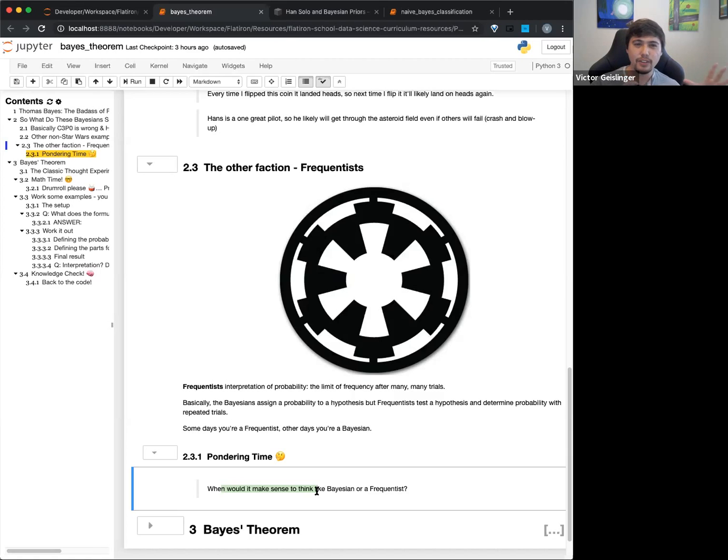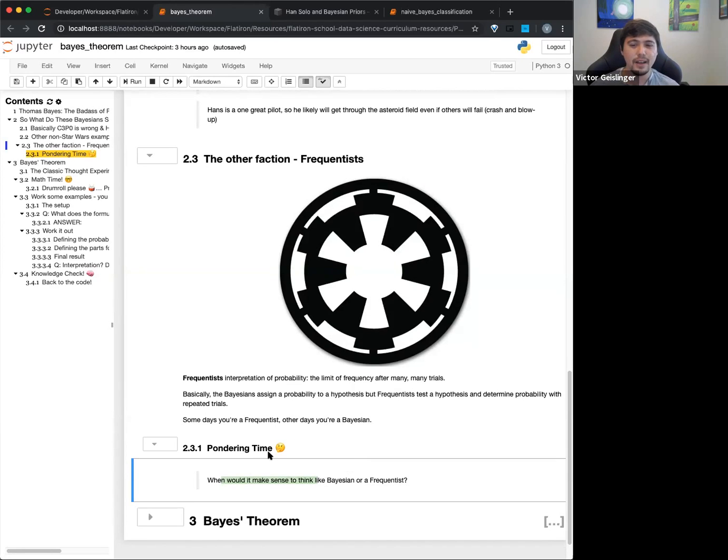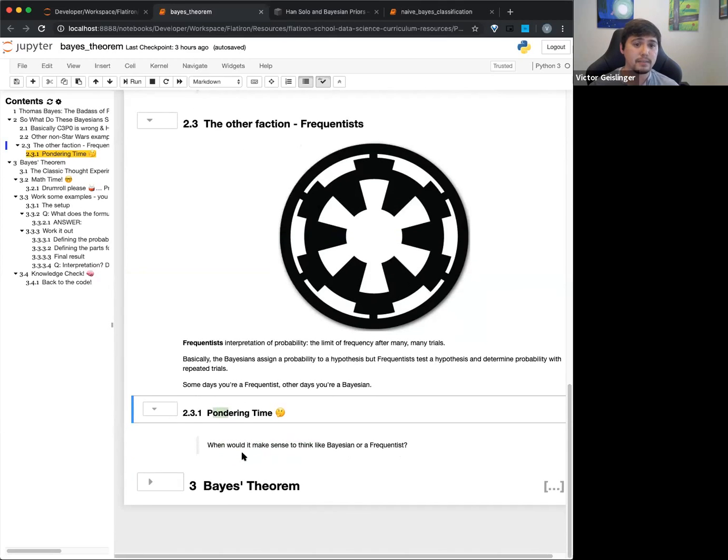So there are a few reasons why you want to make sure your prior knowledge isn't set too extremely, because otherwise it would take a lot of time to adjust. This is more of a philosophy part, so there's not a right answer on when it makes more sense, but just know that sometimes it makes more sense to be frequentist, sometimes it makes sense to be Bayesian.